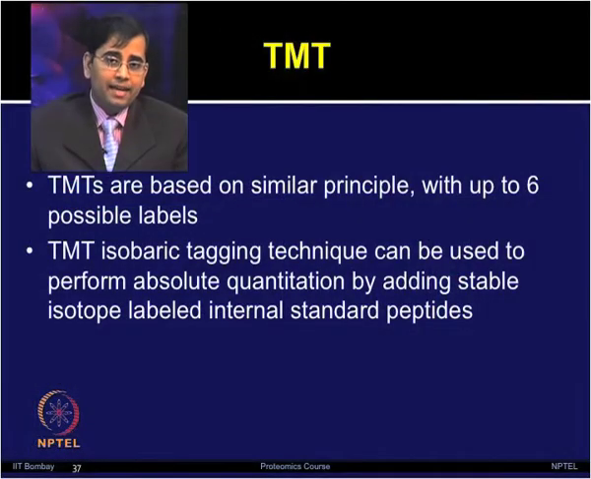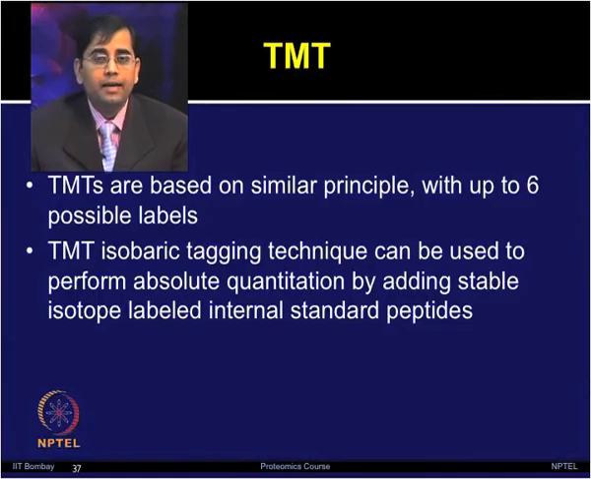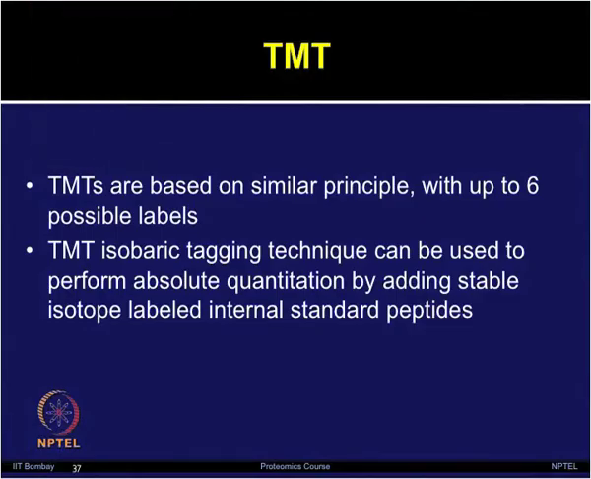So, these tandem mass tags are based on a similar principle to iTRAQ. Here the possibility for multiplexing is up to 6 possible labels. The TMT isobaric tagging technique can be used to perform absolute quantification by adding stable isotope labeled internal standard peptides. It can be done by comparing the peptides from a target protein to a known amount of labeled standard peptide spiked into a sample. In that way, the absolute quantification can be obtained.